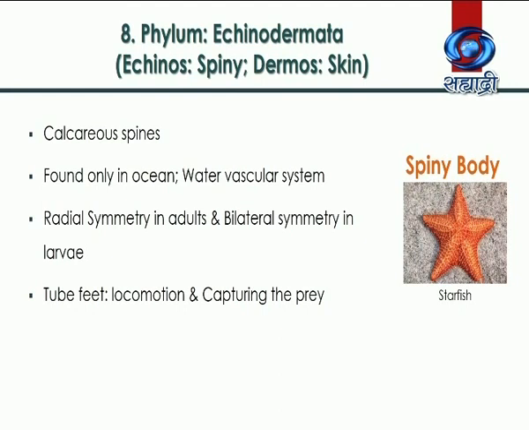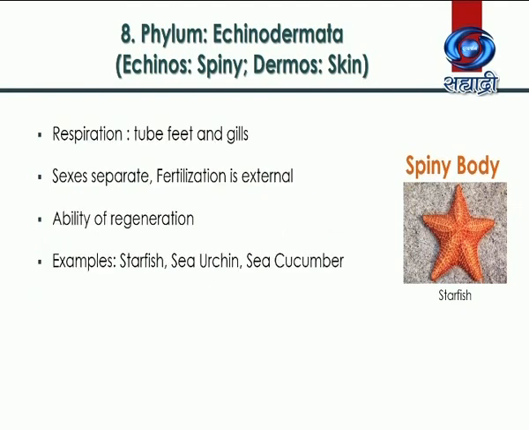The most distinctive feature of echinoderms is presence of water vascular system, which helps in locomotion, capture and transport of food, and respiration. Radial symmetry in adults and bilateral symmetry in larvae. Tube feet help in locomotion and capturing the prey. Respiration occurs through tube feet and gills.